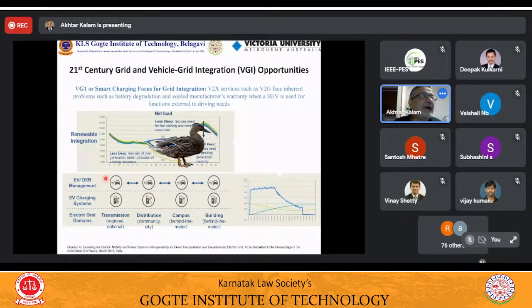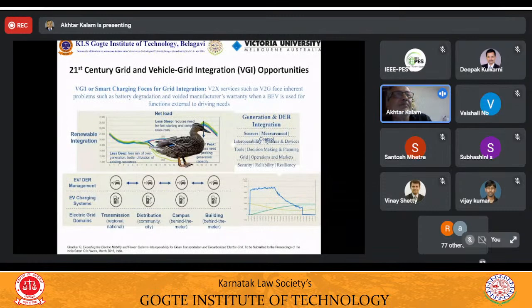Okay, you can see the charging systems, and this is the domain where there is the transition in distribution, behind the meter, BTM, or in the building, again BTM. So you will see that there will be a lot of generation and DR will be integrated. You will see a huge amount of sensors, measurements, control. You'll be looking at interoperability of systems and devices. New types of tools will be coming in. You will have greater decision making and planning of the grid processes. You'll be looking at operation and market. Security, cyber security will have a huge impact. Reliability and resiliency will be there.